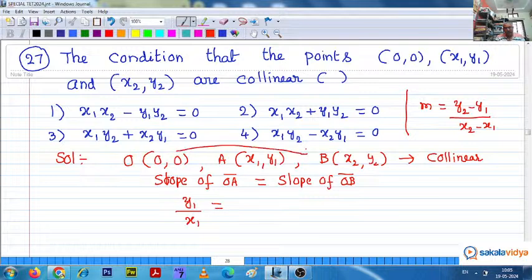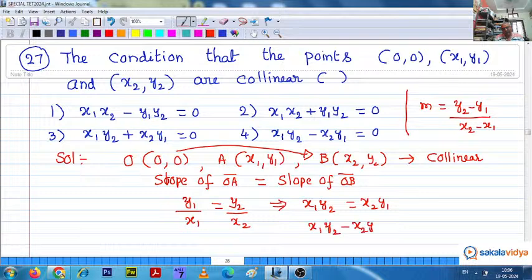Slope of OB means y2 minus 0, y2, x2 minus 0, x2. Cross multiplication, x1 y2 is equal to x2 y1. Bring x2 y1 to the left hand side. So x1 y2 minus x2 y1 is equal to 0. So this is the required condition. So now obviously the fourth one is our answer.